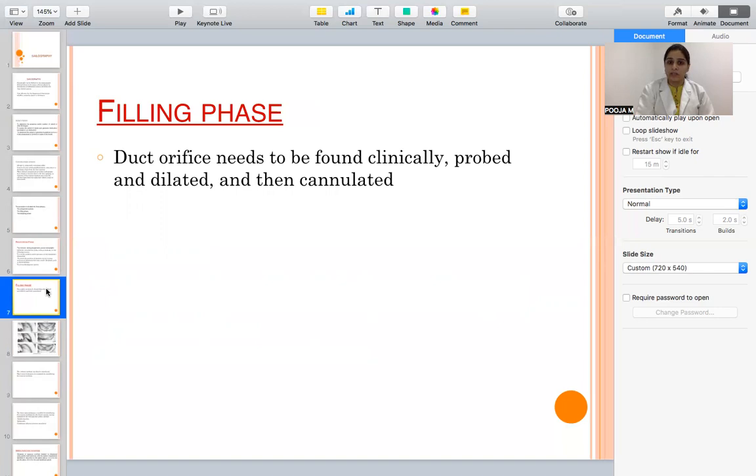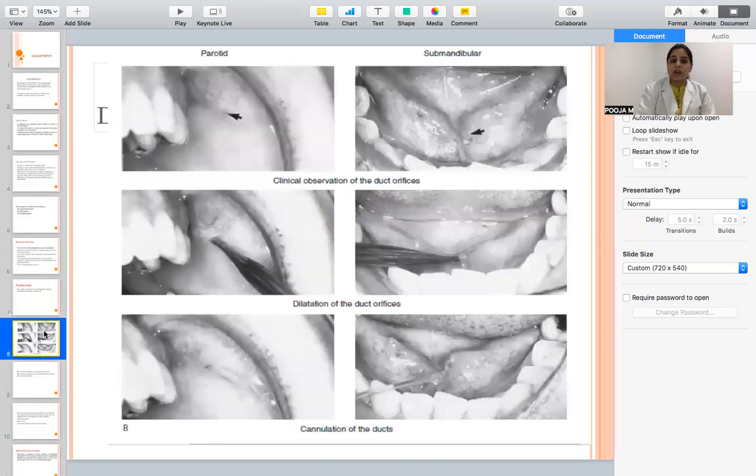Coming to the filling phase. What exactly do we do in the filling phase? The first thing you will be doing is locating the orifices of the duct. Whether it is the parotid duct orifice or the submandibular duct orifice, once you locate it, you have to probe it and then you have to dilate it. So how is it done?